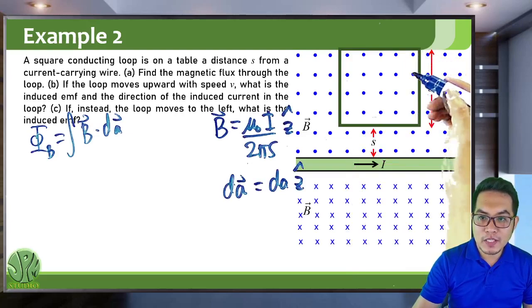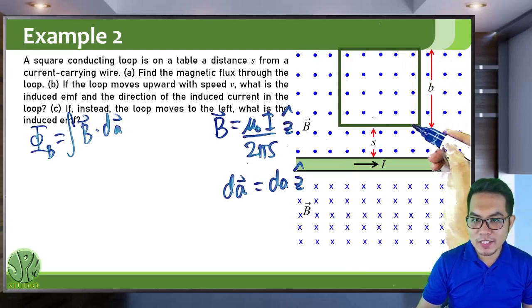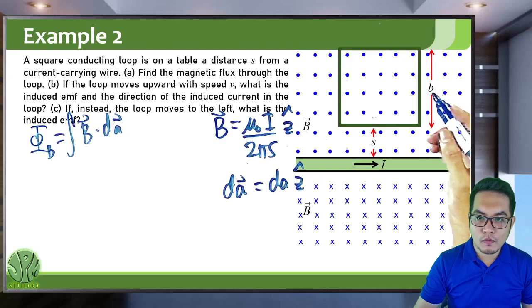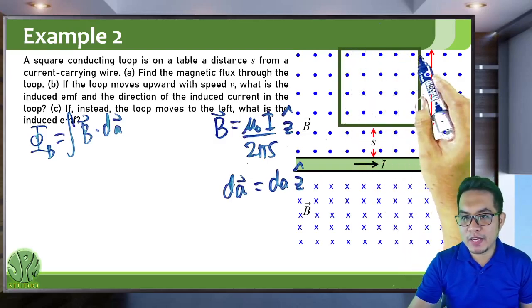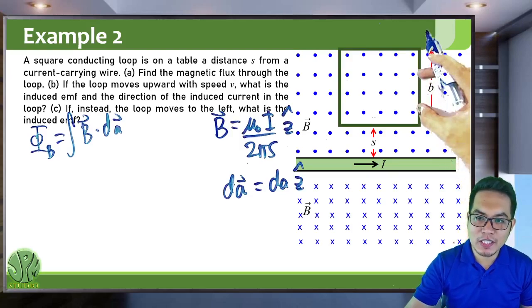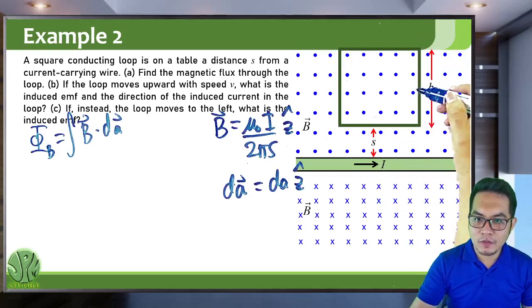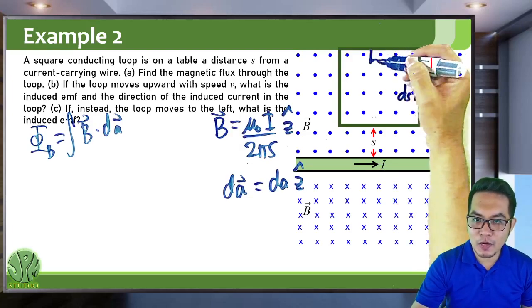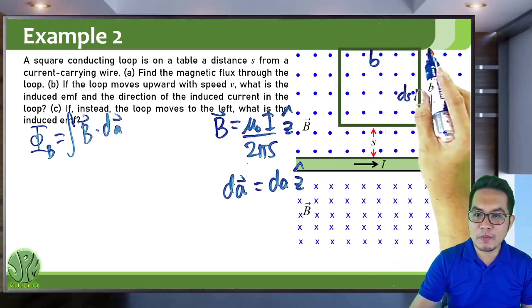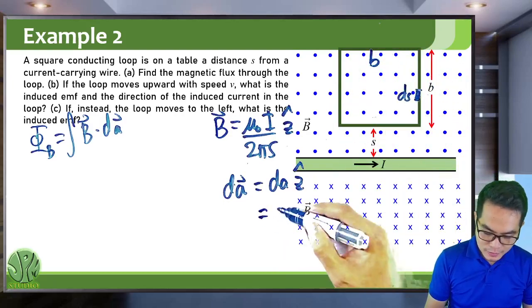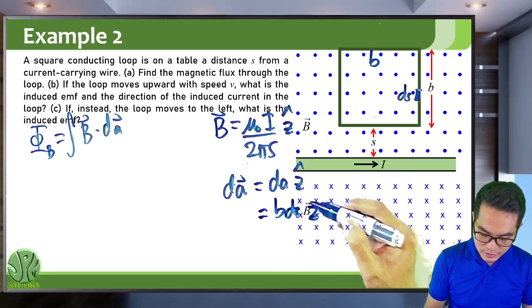The area of the loop: its width is b, and its differential length is ds. This distance is ds. This is a square loop, so that side is b, and the differential area is b ds. So dA is b ds z hat.